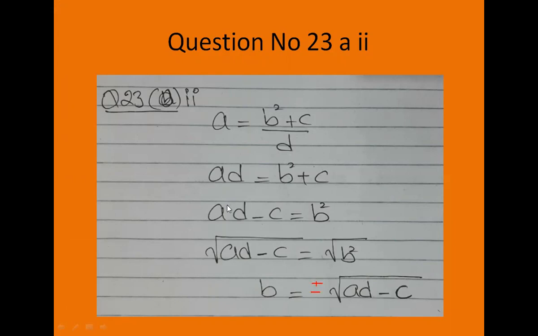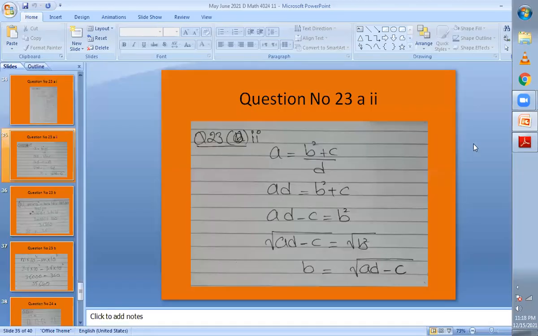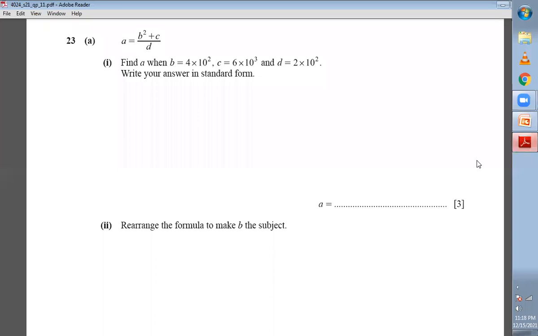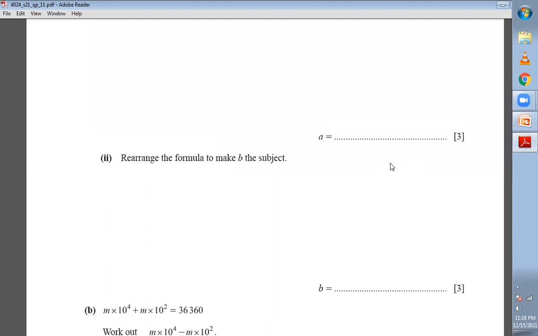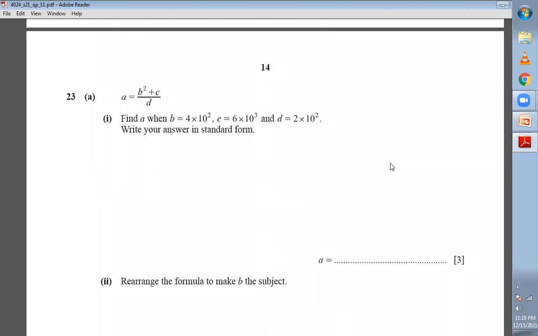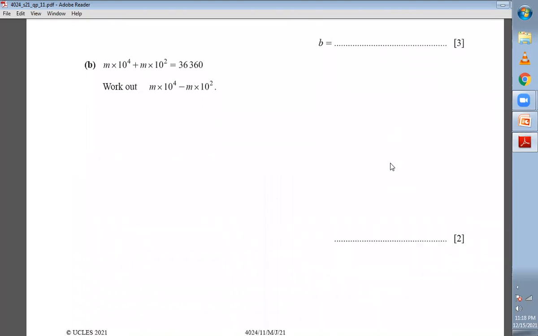Okay, so let's go. The next question, that was question number 23 A, second part. Now question number 23 and its B part. It's a brand new question and a little tricky one. It's easy, but it's a very tricky question, and it's brand new.